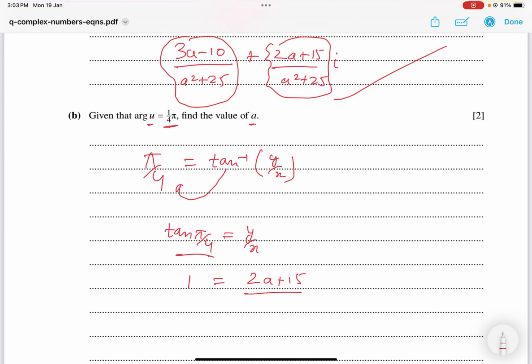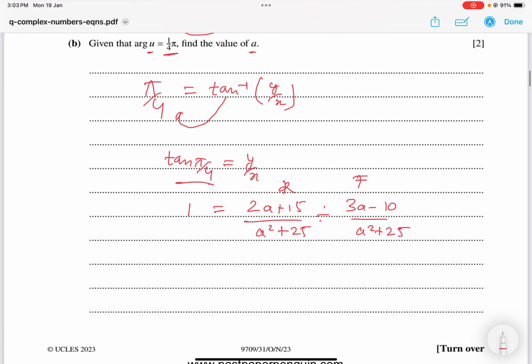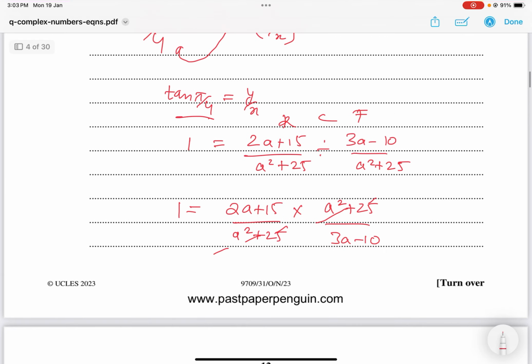(2a plus 15) upon (a square plus 25) divided by (3a minus 10) upon (a square plus 25). KFC rule, keep, flip, change. 1 equals (2a plus 15) upon (a square plus 25). Flip it and change the sign. So it would be (a square plus 25) upon (3a minus 10). These will be cancelled. Now solve it further. Send this to the other side because it is in division. Over there it will become multiplication. So it would be (3a minus 10) times 1, that is the same number, (2a plus 15).